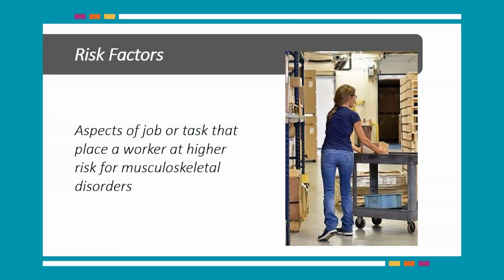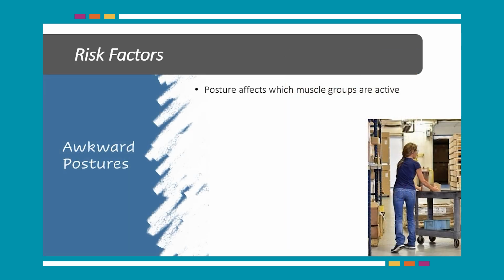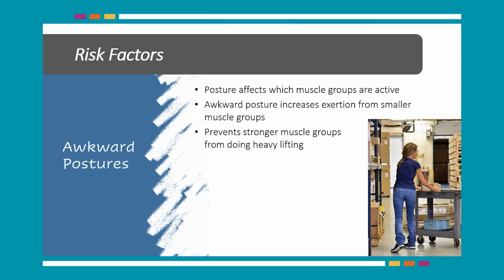Ergonomic risk factors are the aspects of a job or task that place a worker at a higher risk for developing musculoskeletal disorders. Posture affects which muscle groups are active during physical activity. Awkward postures can make work tasks more physically demanding by increasing the exertion required from smaller muscle groups and preventing the stronger, larger muscle groups from working at maximum efficiency.